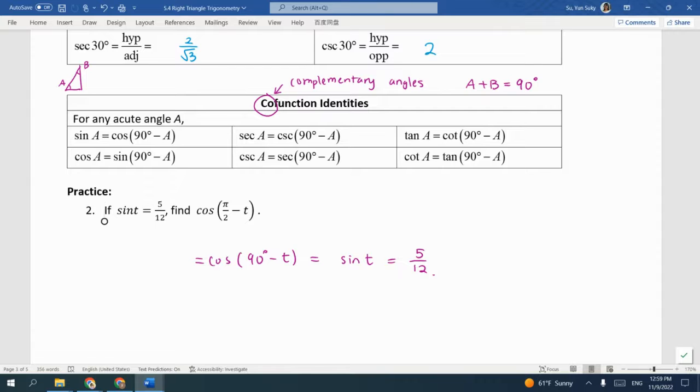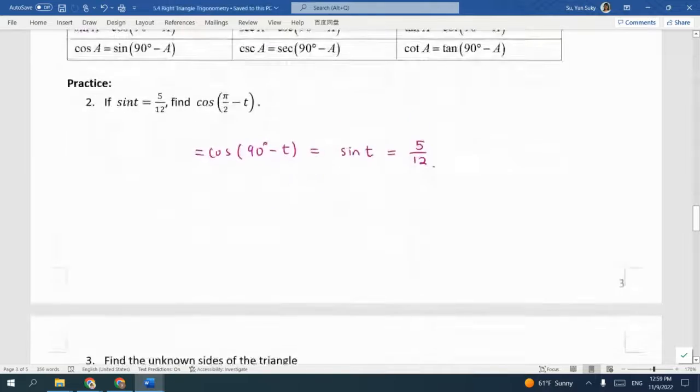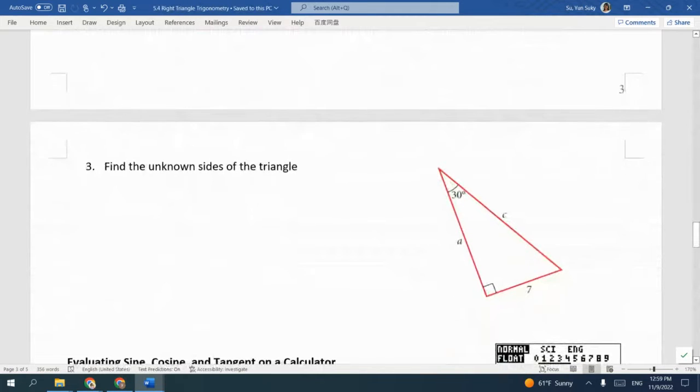Right, everybody? Good. Okay, so keep going. Find the unknown side of the triangle. Okay, so here we have the right angle triangle. We know 30 degrees, and we know this side is 7. Find the unknown side of the triangle. So we want to find A and C. Yes, everybody? So this is our angle.